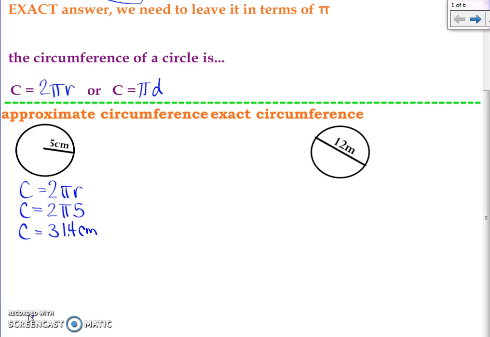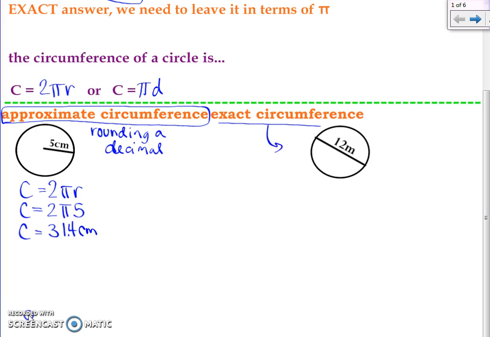Questions there? Now, when they say approximate circumference, that means that you are rounding a decimal. So this right here is the approximate circumference. It's not exactly the circumference because we had to cut off all those numbers on the end. So this is the approximate. If we want the exact circumference on this one, we have the diameter, so we go C equals pi d. C equals pi 12. This one I'm going to need help with. Can't do it in my head.